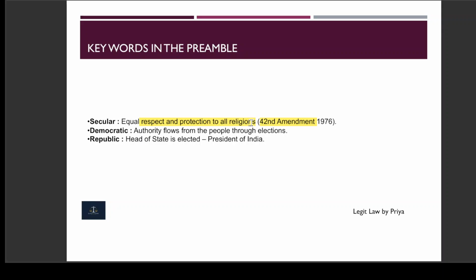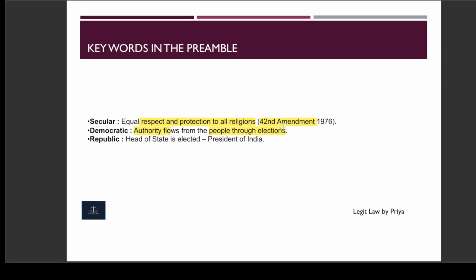Coming to democratic, it implies that our government derives its authority from the will of the people, expressed through free and fair elections. So our government comes from the people, and the people elect them. The government is elected by the people, and the authority the government derives is from the people itself.